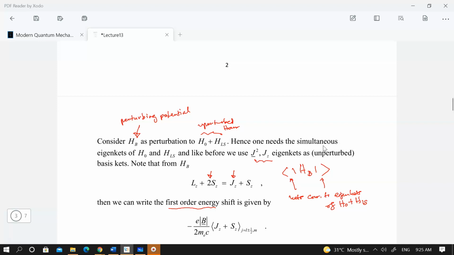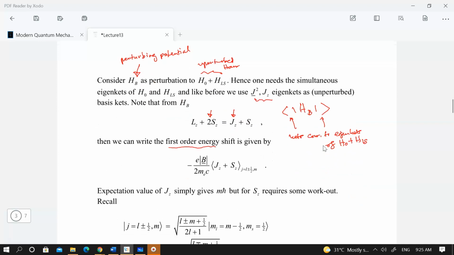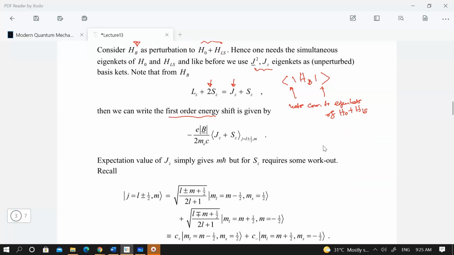Now this is fine to a certain degree. The only problematic piece over here is coming from your spin. Your Jz over here, if you evaluate this with respect to this eigenket of J, m, so you take your eigenket over here as your J, m, then your Jz will simply give you m h bar.